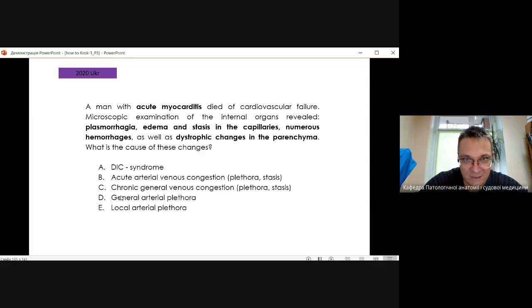Did you understand my explanation? Okay, what happened in this case? There is a very rapid decrease of cardiac output, so the left ventricle doesn't contract properly, and as a result we see acute venous congestion. But in the exam it says arterial. No, it was my mistake.